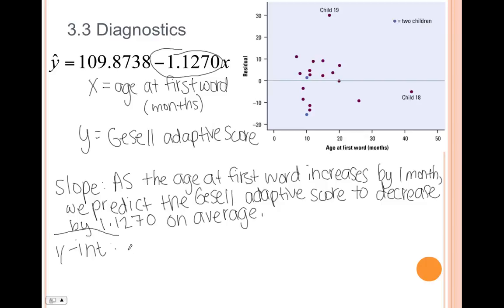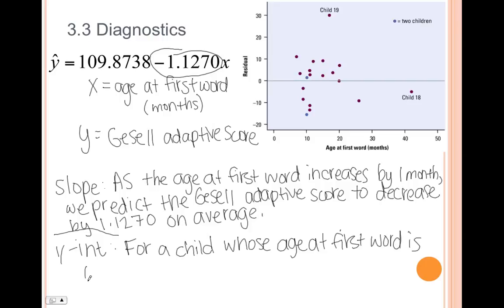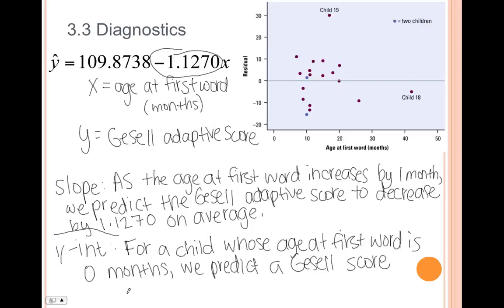For the y-intercept, I would say for a child whose age at first word is 0 months, we predict a Giesel adaptive score of 109.8738. Now ask yourself, does that make sense in context? I do not think it does. There are no children who start speaking at 0 months old, right? Look at my data. The lowest x values I have are around 10 months. This is extrapolation. It is no good, okay? So if you're asked to do this, do it, but then say, this makes no sense in context, all right?